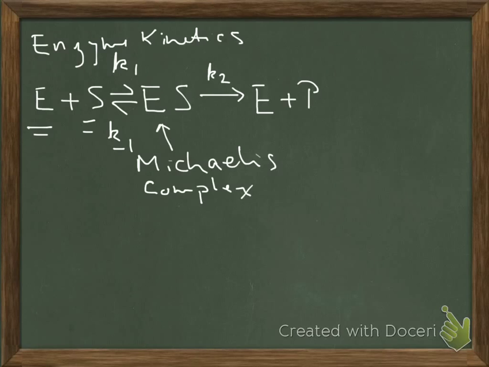So we'll start with excess enzyme. And I'll use a little subscript 0 to denote the initial amounts.